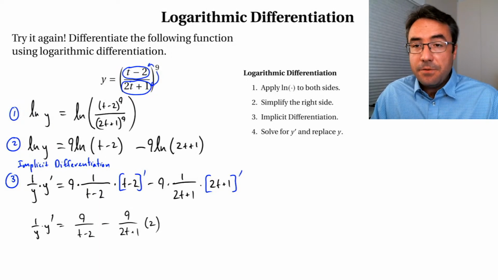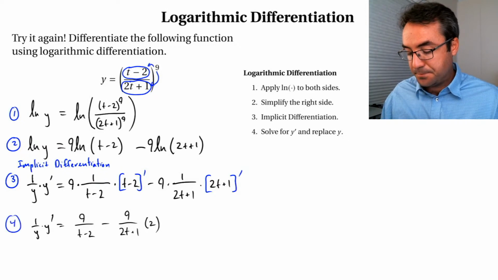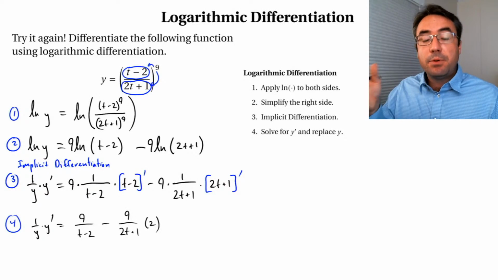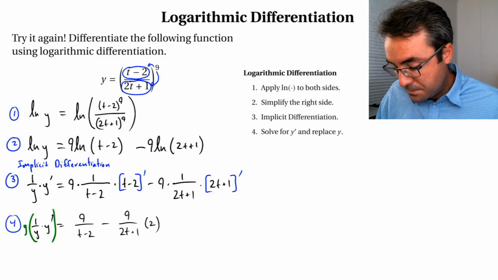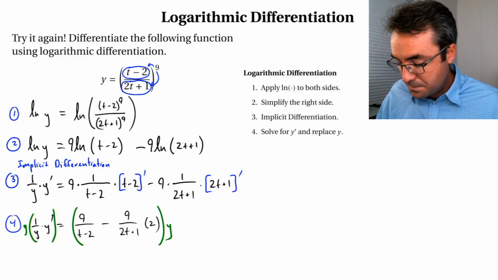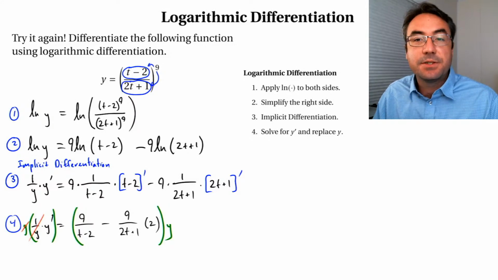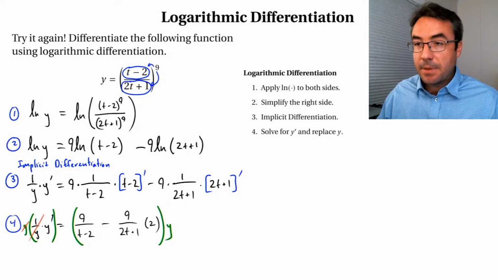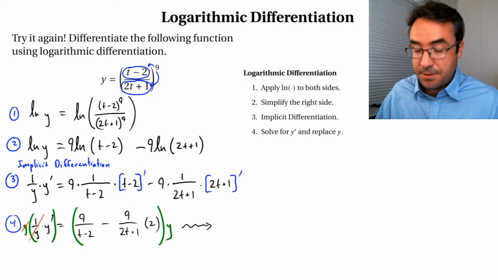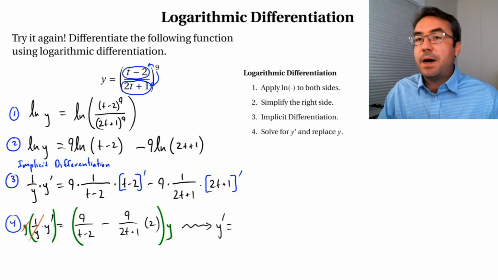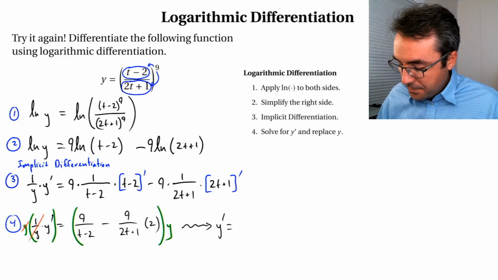And the very last step then is to solve for y prime. And so what we're going to do is multiply both sides of this equation by y. And why do we do that? Well, on the left there, the y and the 1 over y would cancel, leaving us with just y prime. And then the very last thing we need to do is just to fill in what we know y is. So ultimately then we get y prime is equal to, and we'll put the y term first. Doesn't really matter, but we'll put it first.